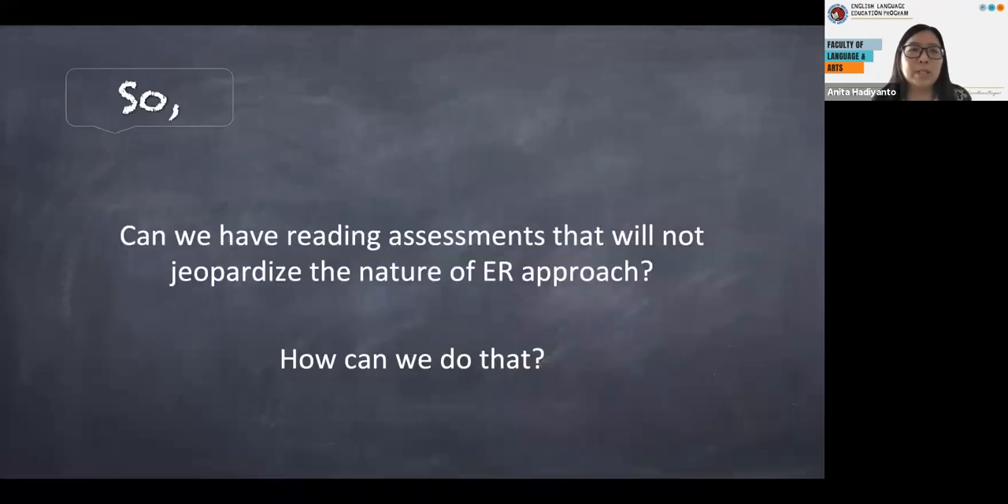So now these questions: can we have reading assessment that will not jeopardize the nature of the ER approach, that will not kill the joy of reading, but still lets us assess our students? And the next question, how can we do that? Unfortunately, I could not attend Mark's session yesterday or the day before, because I think Mark was also sharing about assessment in extensive reading. So hopefully what I share today will enrich you with more ideas about assessment in extensive reading.